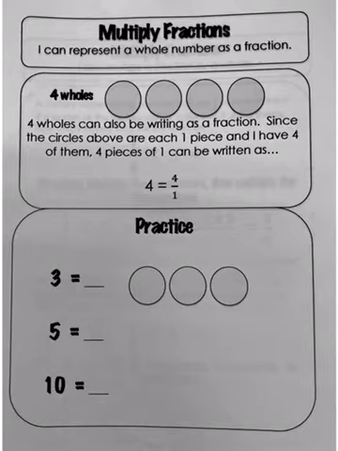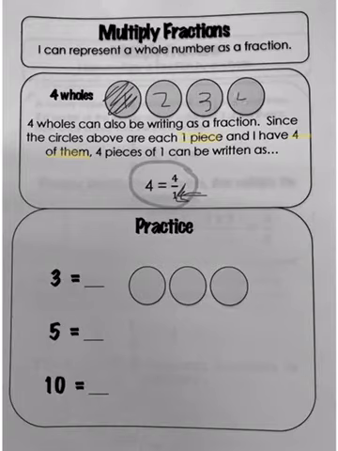Since the circles above each have one piece and there are 4 of them, 4 pieces of 1 whole can be written as 4/1. If you think about what a numerator and denominator represent, your denominator represents how many pieces your whole is split up into. This is a whole piece. So your whole is in 1 whole, and you have 1, 2, 3, 4 of them. Therefore, you have 4 pieces. Each one is in a whole.